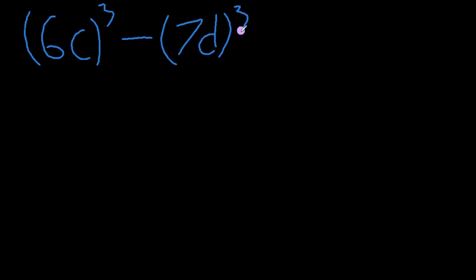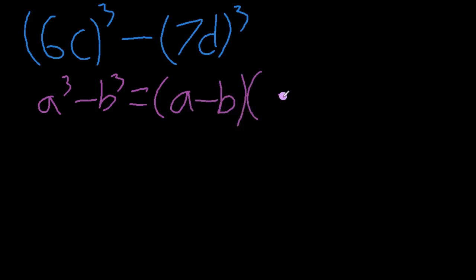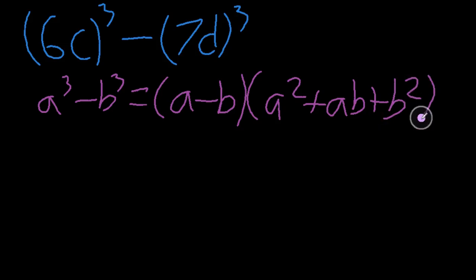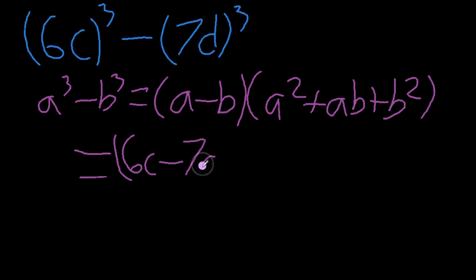Let me write the formula this time. It's going to be a cubed minus b cubed is equal to a minus b, a squared plus ab plus b squared. My a is 6c, minus 7d. I'm getting that from right here. This is a, this is b.